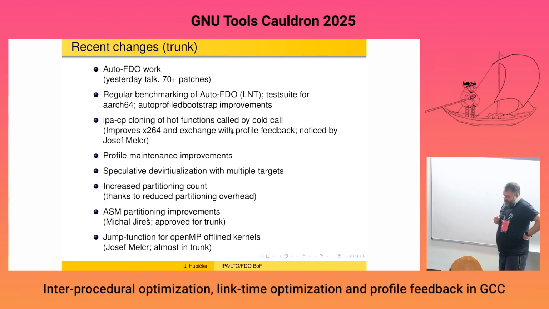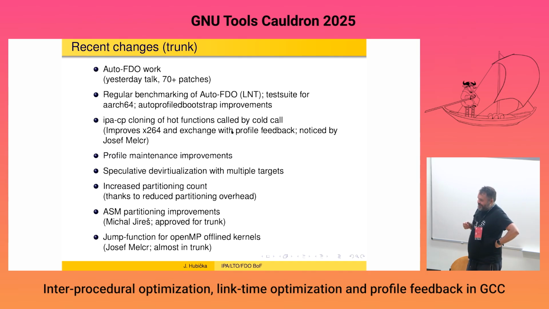Yesterday I was speaking about AutoFDO, which is something I hoped I would do in a week. I'm doing it for three months at least by now. I think it's getting closer to being useful, but it still needs some work. There is a noticeable change about cloning hot functions which are not called by a hot call, because there was a mistake in the heuristics for years.